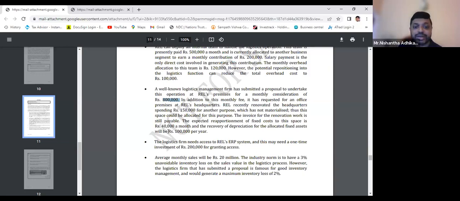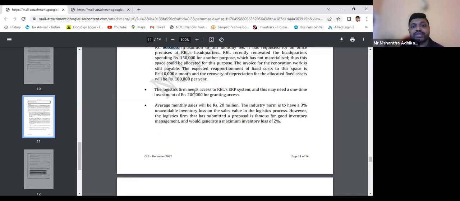It is not an incremental cost. Reapportionment of overhead cost is not relevant. It is not an incremental cost. 40,000 a month, and recovery of depreciation for the allocated fixed asset will be 100,000 per year. It is a non-cash item. It is not relevant.